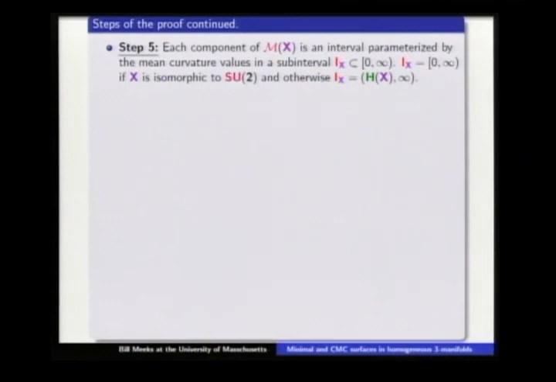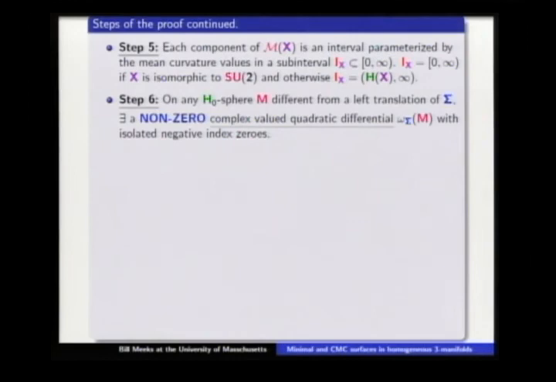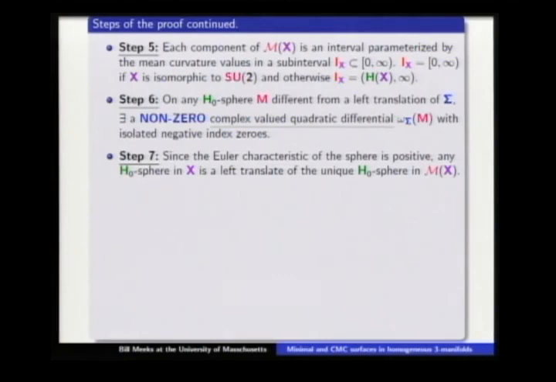In particular, if I have any other h of naught sphere, then I have sigma, right? Because sigma is one of these components of index one. And then I can compare the two second fundamental forms. Via the Gauss map, I can subtract their second fundamental forms. I can create a complex valued quadratic differential with isolated negative indices. That's assuming it's not a left translation.